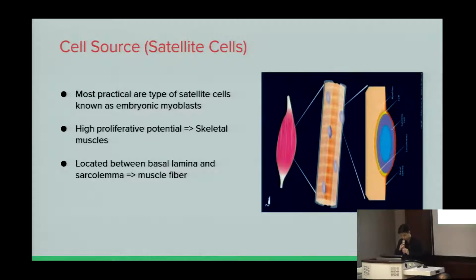The main thing is they use cells called myosatellite cells or myoblasts, embryonic myoblasts, which are located between the lamina and the sarcolemma in the skeletal tissue. They have high proliferative potential, meaning the tissue has a lot of potential to expand and grow in size. And it's mostly from the skeletal muscles, where the tissues are denser and have more growth. Yeah.